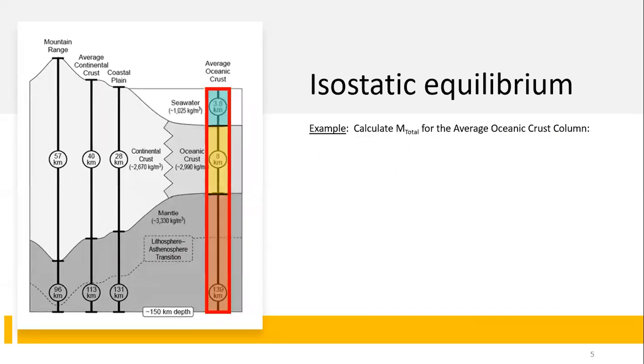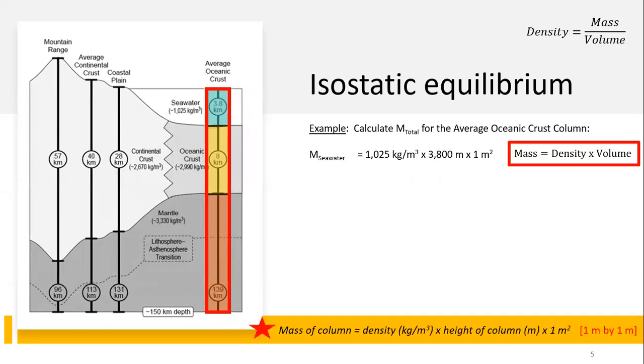For example, let's calculate the total mass for the average oceanic crust column as it's divided into three sections. To begin, recall that density is the mass per unit volume. Thus, we can rearrange the formula for mass so that the mass for the column equals density times volume, again, where the volume is the height of the column in meters, and it's a square column because we're assuming a three-dimensional column of 1 by 1 meters.